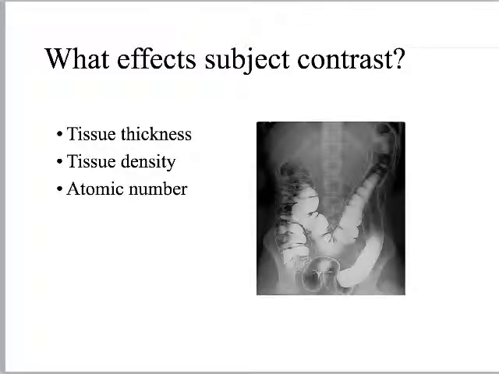Okay? Atomic number is the final thing, and this might be the one that trips students up the most sometimes, but we have to think about the periodic table. If it's high up on the periodic table, it's going to stop more x-rays. Why? Because it has more electrons to ionize. It's as simple as that. What we're talking about is ionizing radiation. Something with more electrons is more easily ionized, so it will ionize more. X-rays are going to interact with it more often.